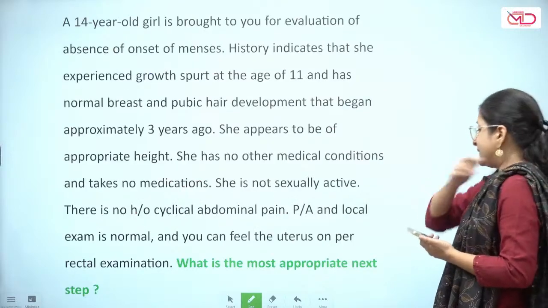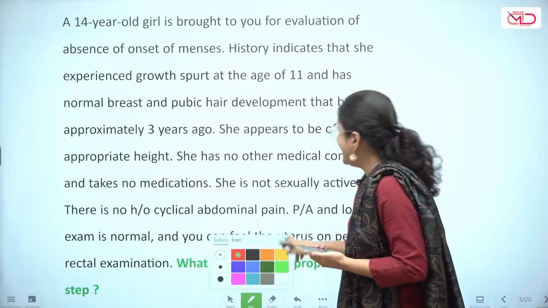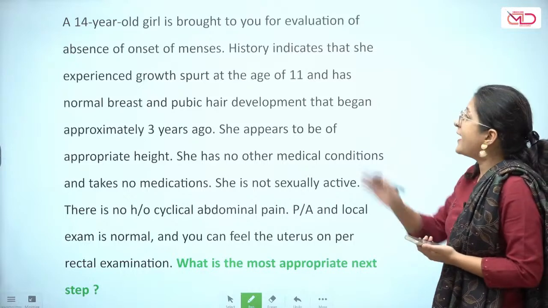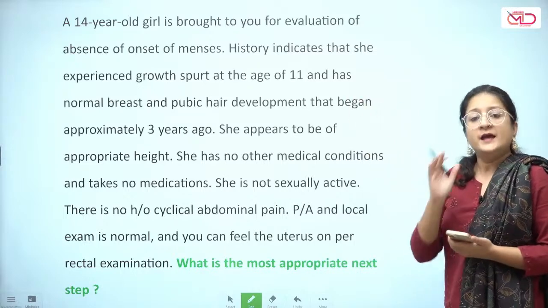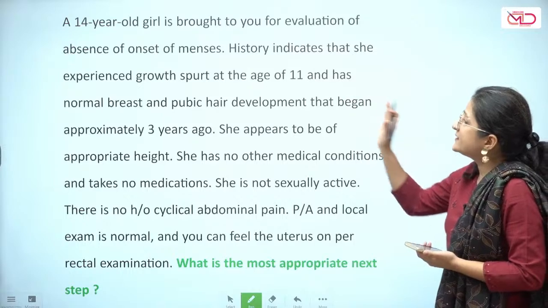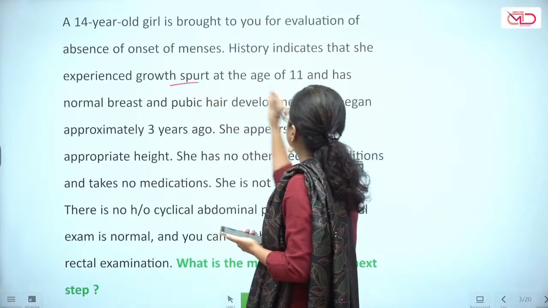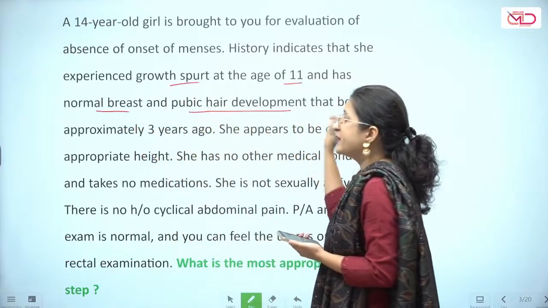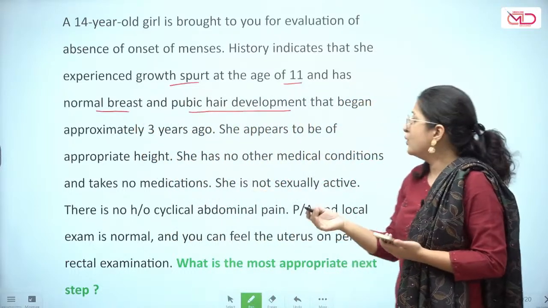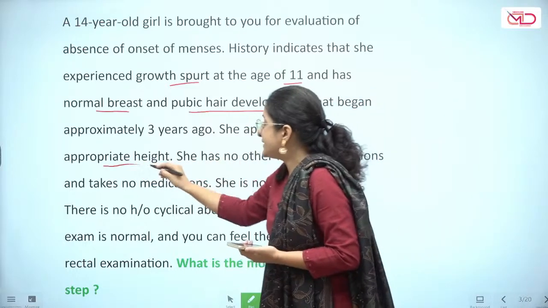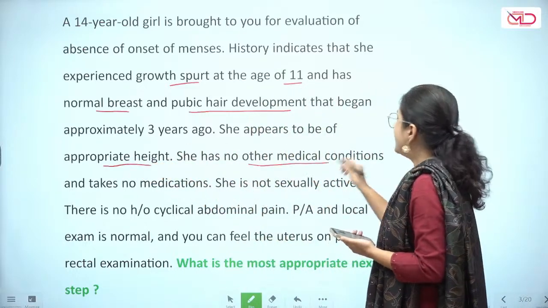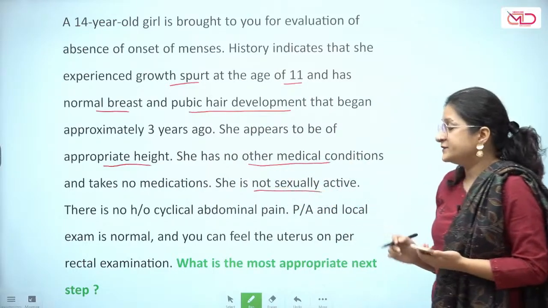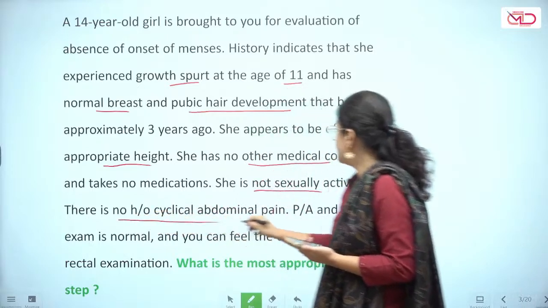Now let's have a look at the first question of the day. There's a 14-year-old girl who's brought to you for evaluation of absence of onset of menses. History indicates that she experienced a growth spurt at the age of 11. She has normal breast and pubic hair development that began approximately 3 years ago. She appears to be of appropriate height. She has no other medical conditions and does not take any medication. She is not sexually active. There is no history of cyclical abdominal pain.